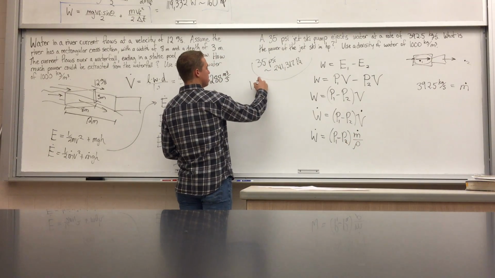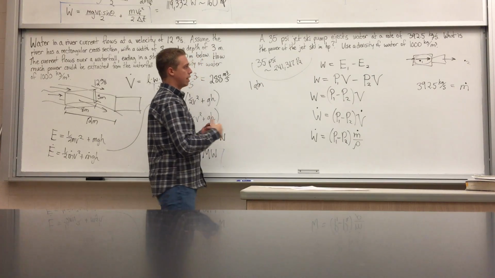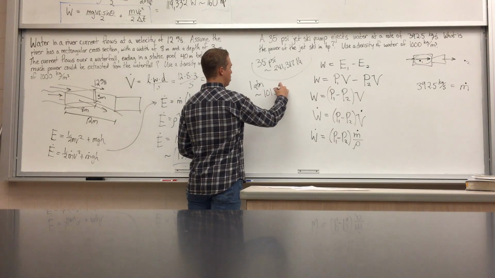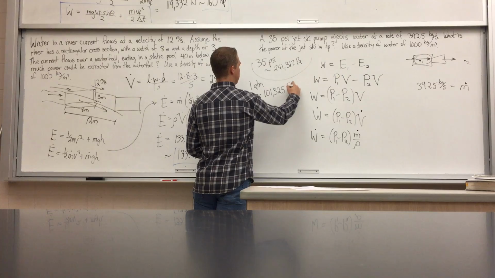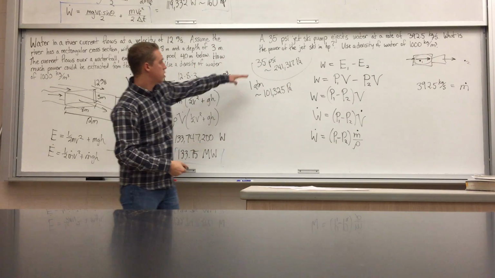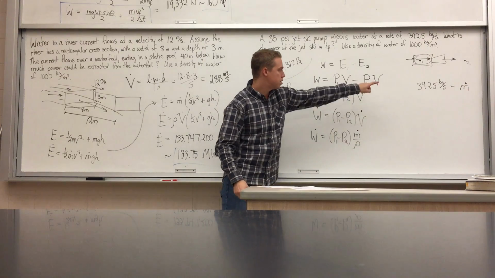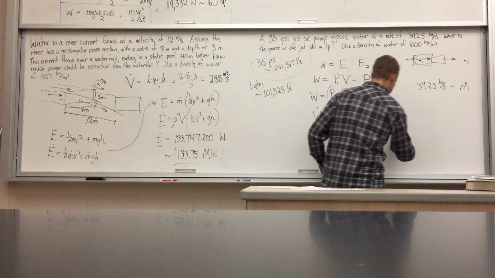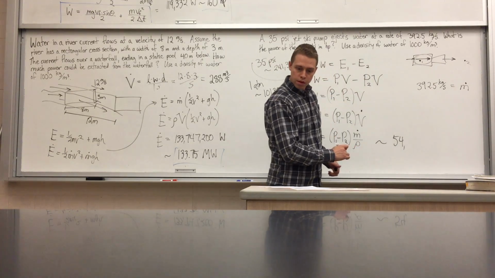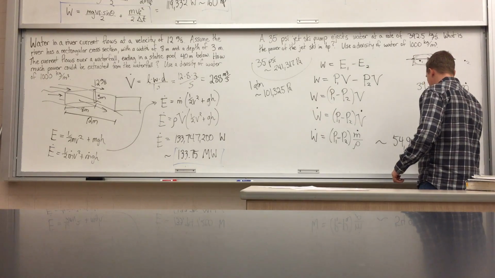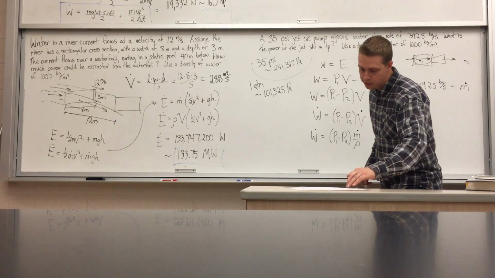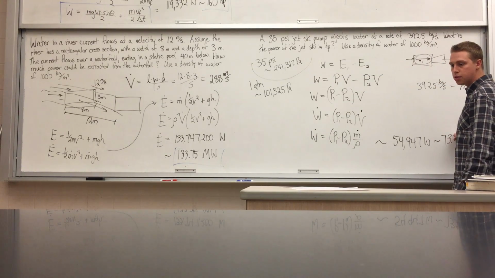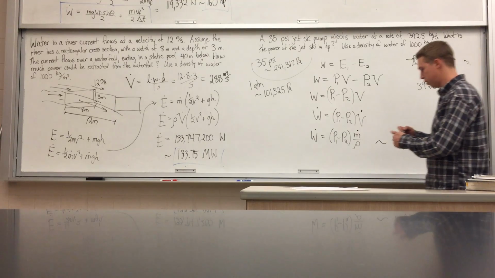What's 1 atmosphere? If it's being ejected out into a pressure of 1 atmosphere on the outside of the pump, well, that's about 101,325 pascals. So the power is the pressure difference between these two times the mass flow divided by the density. And numerically, this comes out to be about 54,947 watts is what I believe I have, which is a power of 73.7 horsepower when you convert it.